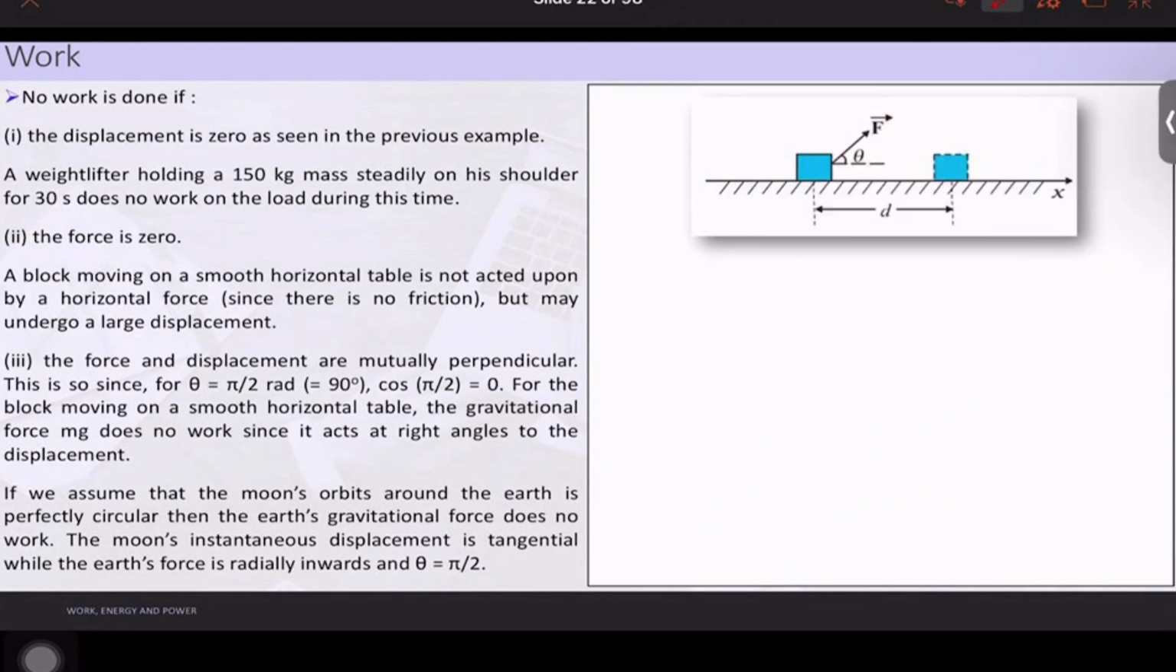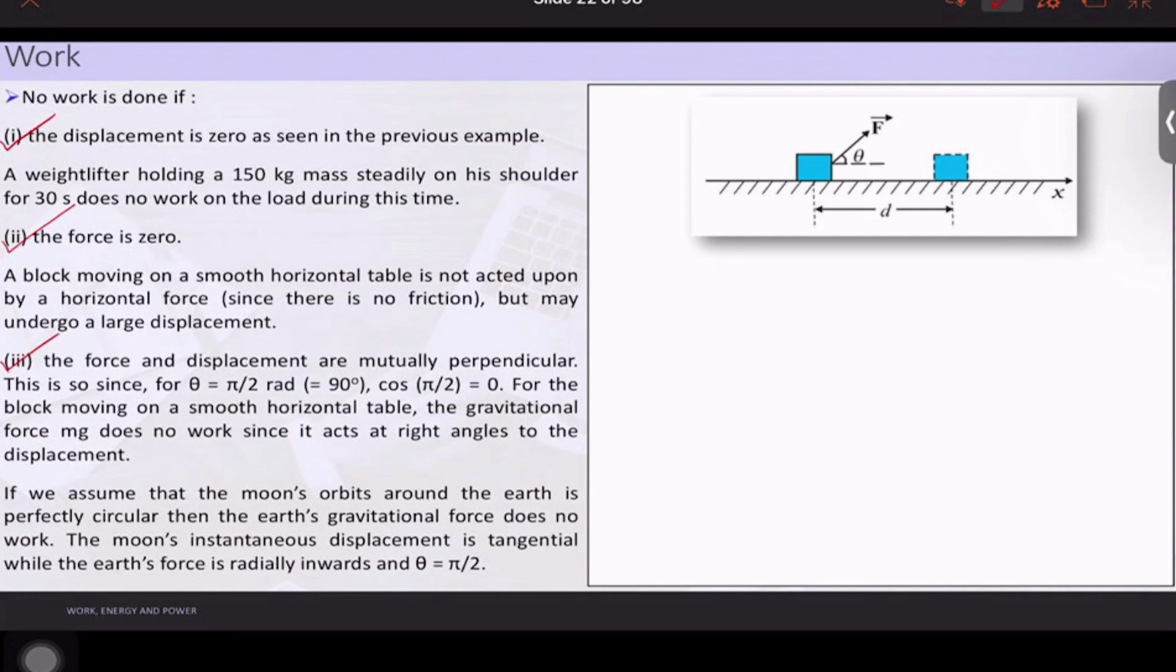Moving forward. So we understood this. Now let us understand the third point: let us say that force and displacement are mutually perpendicular. This is a very important case to understand, because here force has some value, displacement also has some value, but only because they are perpendicular to each other, the work done in physical terms would be equal to 0. Okay, so let's understand that statement here.